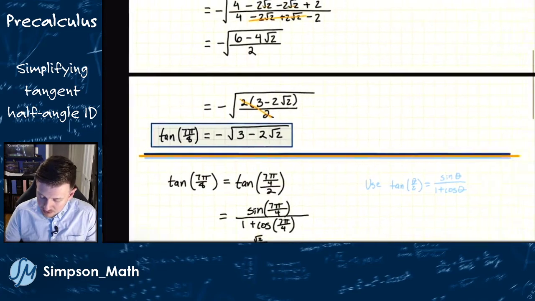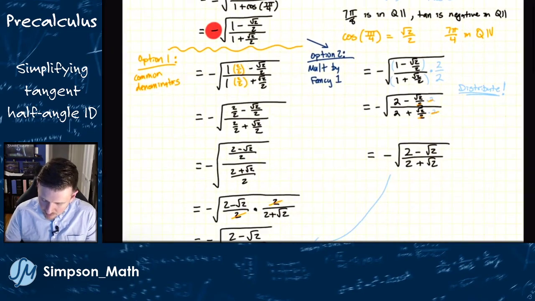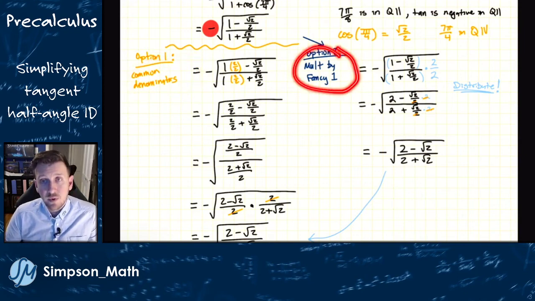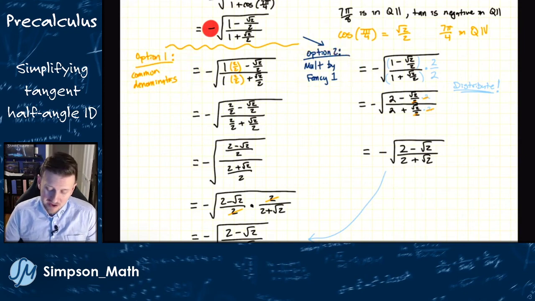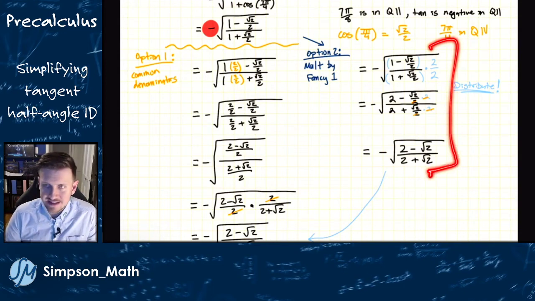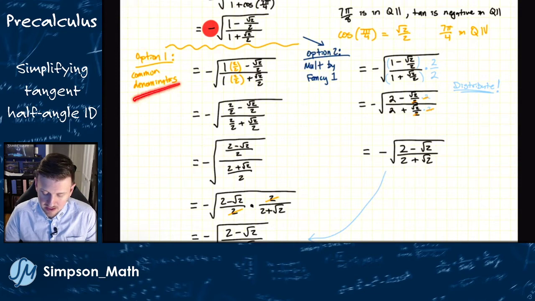All right, so what I showed you here is that you can get a common denominator and add, or we can multiply by fancy ones. And oftentimes in my experience, multiplying by fancy ones is the more efficient way. It takes fewer steps. It's a lot faster, more direct way of dealing with that problem. But common denominators is not incorrect.